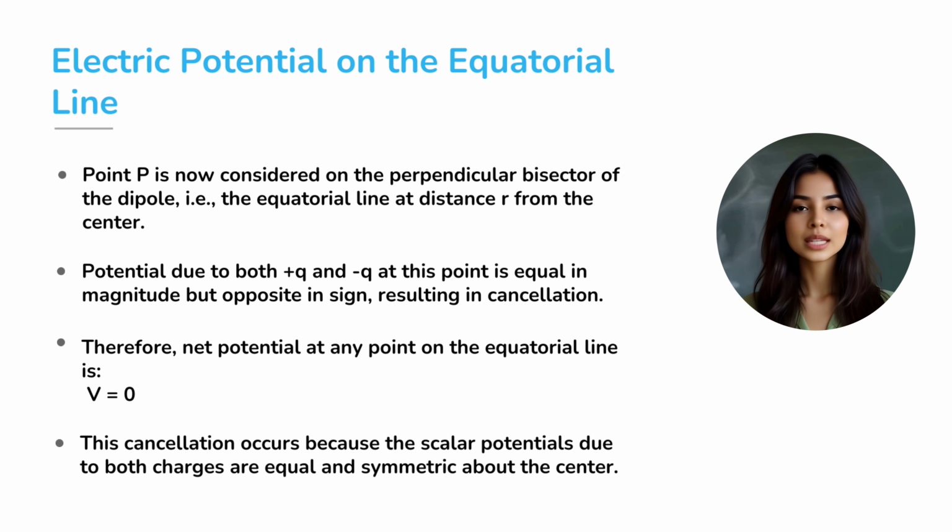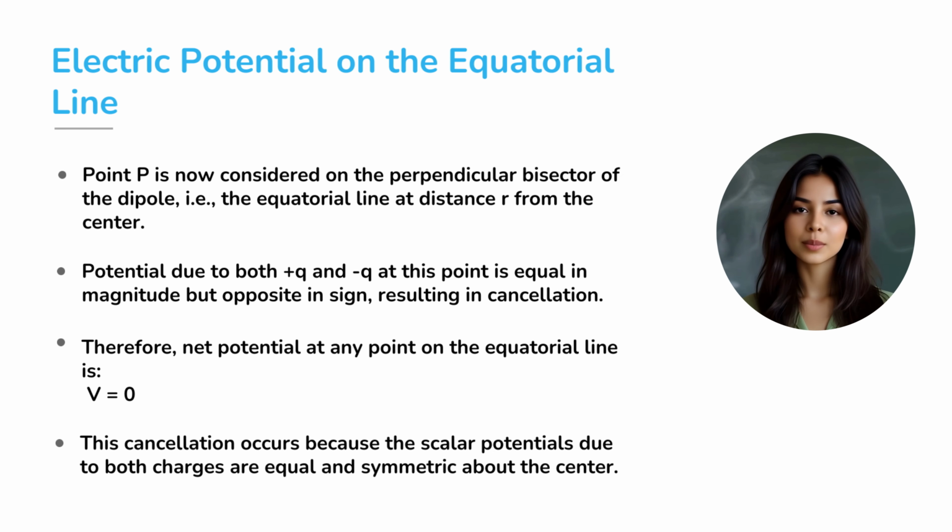Let's now move to the equatorial line, that is, a line perpendicular to the dipole axis and passing through its center. Let's place our observation point P somewhere along this line, at a distance r from the center. Since the distances from both charges are equal, and since one charge is positive and the other negative, their individual potentials cancel out. So what do we get?